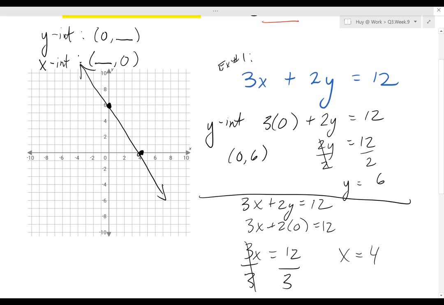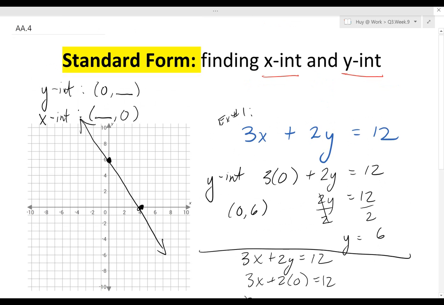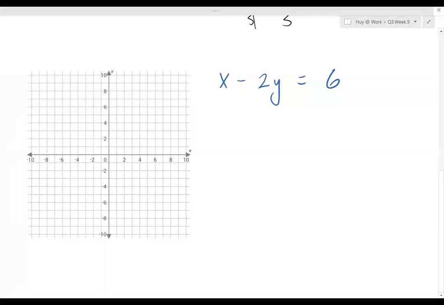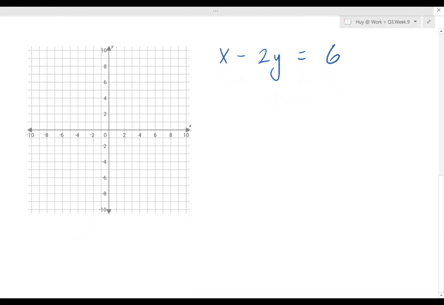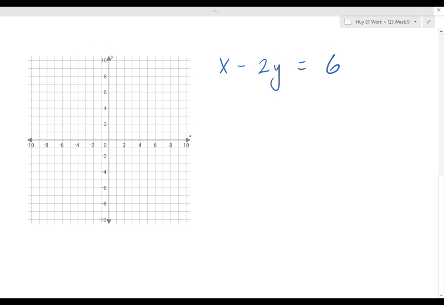Right? This is where we're just going to substitute 0 in for x, or substitute 0 in for y, and then graph the x and the y values. And they're your intercepts. All right, let's look at one more example just for this video. This is example number 2.